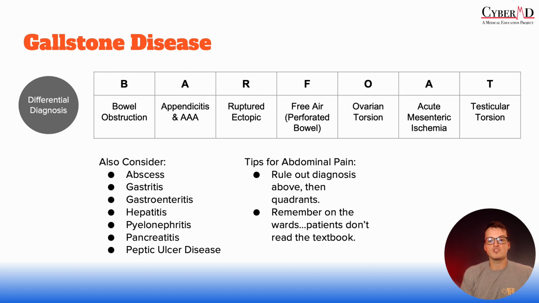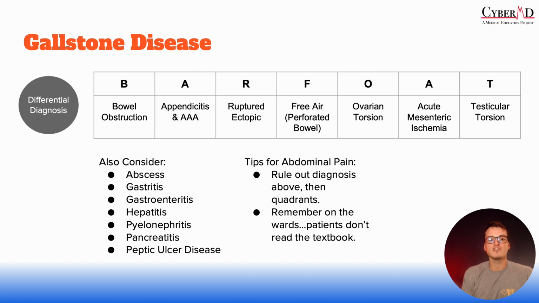I think it's important to rule out the BARF-OATS diagnoses before moving on to a differential diagnosis that is quadrant-based, but these are all diagnoses to consider in any patient with abdominal pain, and your history, physical, and overall approach should reflect that you considered, ruled out, or need to rule out each of these life-threatening and/or common diagnoses.